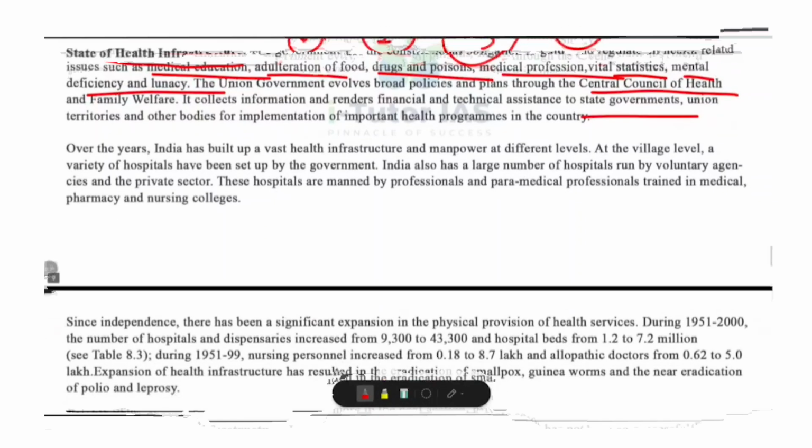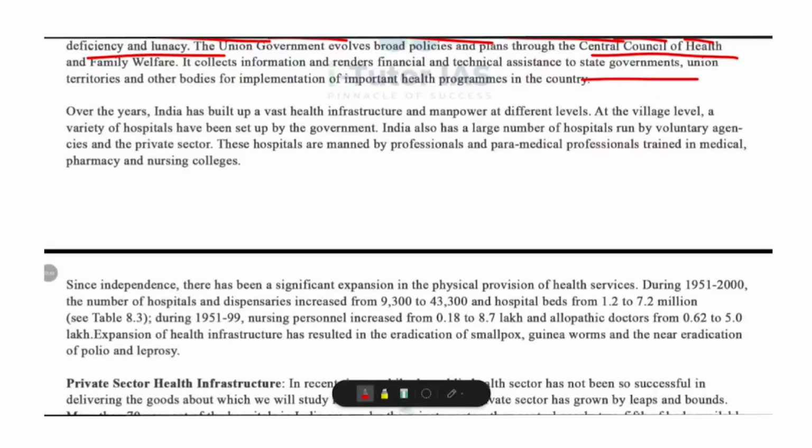India has developed a vast network of health facilities and trained manpower at various levels. At the village level, facilities are primary health centers, sub-centers, dispensaries and so on. Hospitals are also there, run by the government, voluntary agencies and private sectors. Manpower means trained doctors, nurses, paramedicals from medical, pharmacy and nursing colleges.